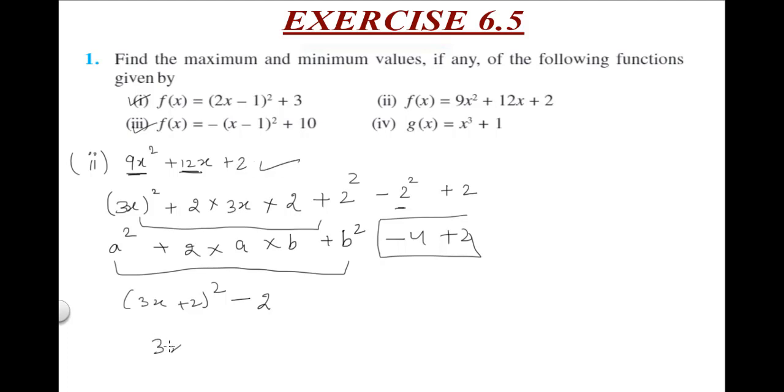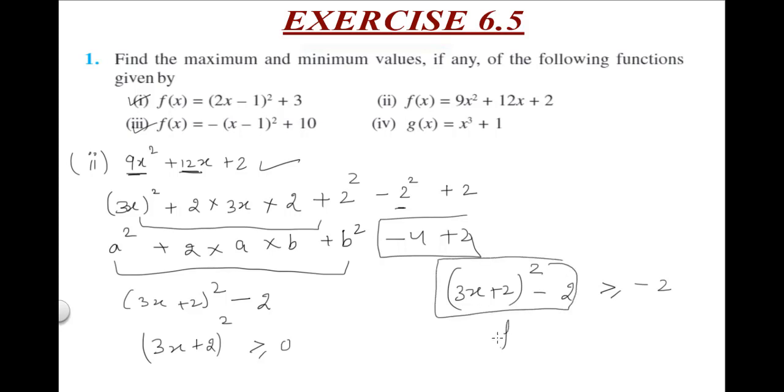Now we know that 3x plus 2 whole square will always be greater than or equal to 0. Now we will subtract 2 from both sides, so we will get 3x plus 2 whole square minus 2 greater than or equal to minus 2. We see that this complete expression is the given function only, right? This is our f of x. It is greater than or equal to minus 2.